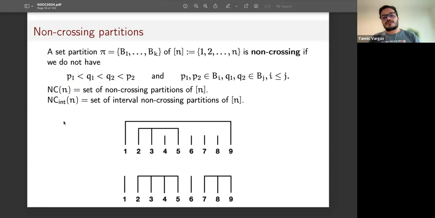And NC_int denotes the set of the so-called interval non-crossing partitions, which means a non-crossing partition for which every block is composed of consecutive integers. So here's an example. The second non-crossing partition is an interval non-crossing partition. The first one is not. And you can think of interval non-crossing partitions essentially as compositions of an integer. So this is equivalent to the composition 1, 4, 1, 3, being a composition, a word on positive integers.